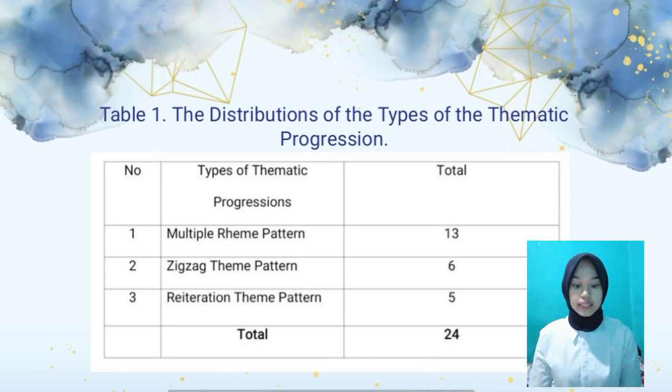Based on the data analysis that has been done, across the 24 paragraphs, it is found that the multiple rheme pattern is widely used, 13 times. Second, the zigzag theme pattern is used 6 times. And third, the reiteration theme pattern is used 5 times. The result is that the multiple rheme pattern is the dominant type found in paragraphs written by EFL students.